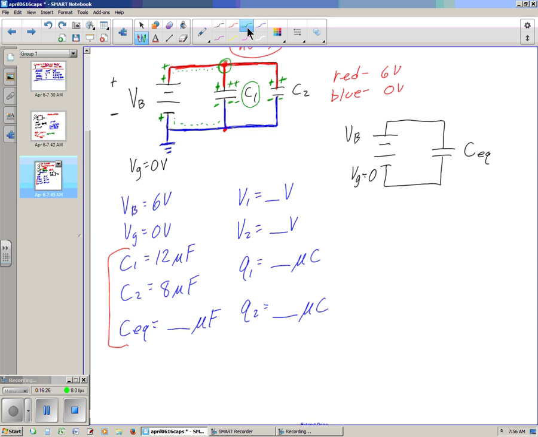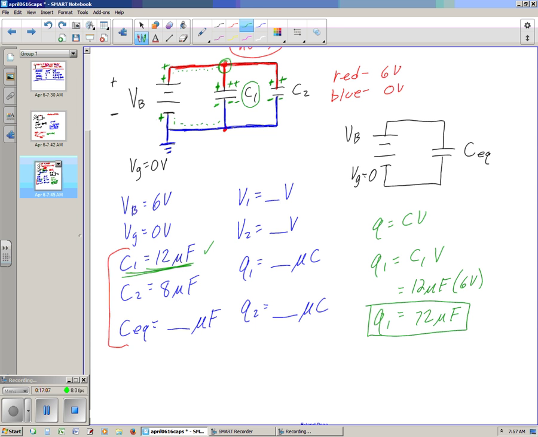So to find the charge, we use Q equals CV. In this case, we're going to use Q1 equals C1 V1. Well, V1 is equal to 6 volts, so is V2, so we're just going to call it V. C1, if we look at our givens over here, we see that C1 is 12 microfarads. The voltage is 6 volts. And the total charge on capacitor number 1 is 72 microfarads. We'll box that. So that covers that problem.